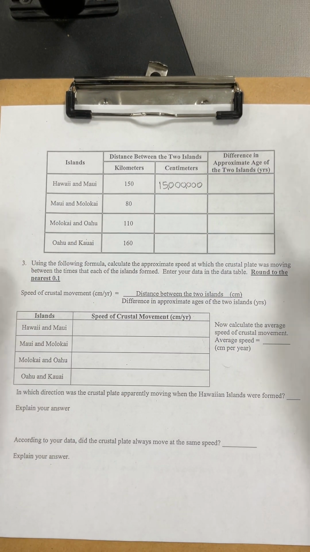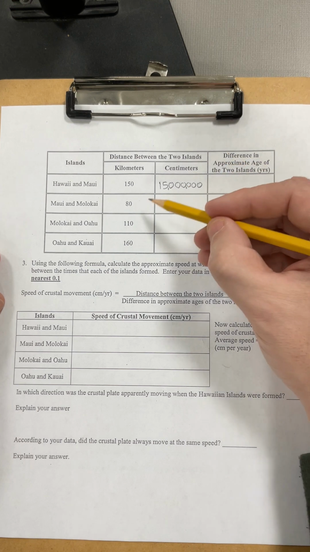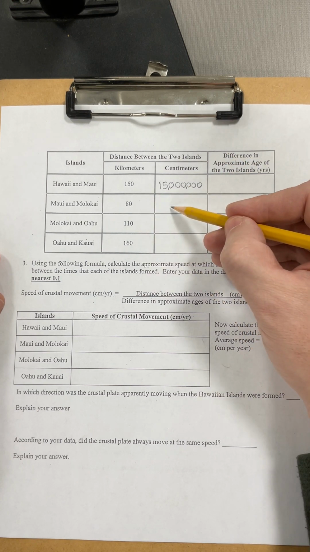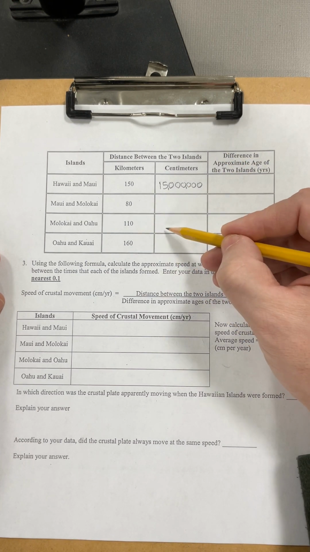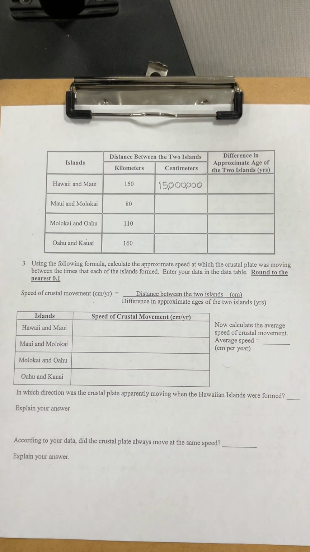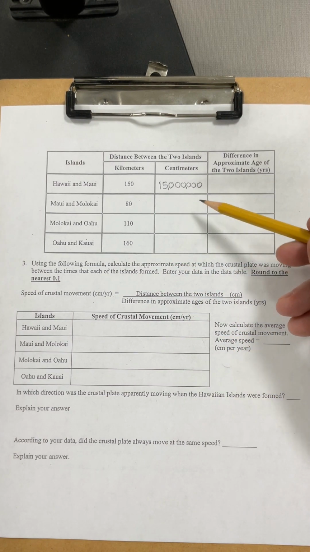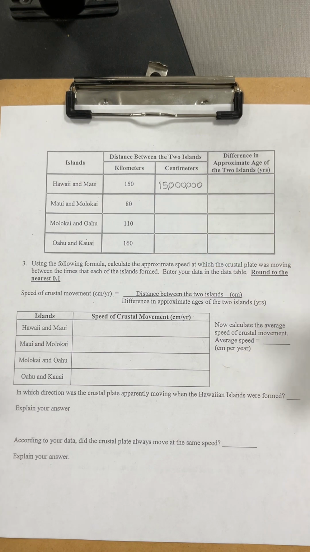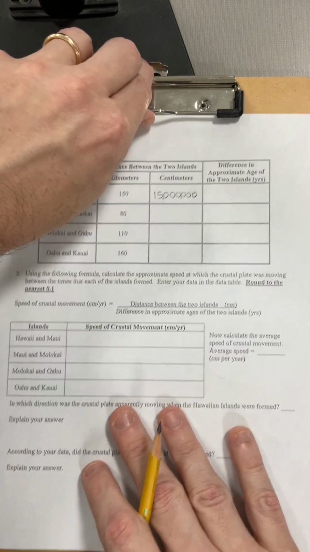So what I suggest you do, instead of doing this one right away, I suggest you take this, write down 80, add 5 zeros, write down 110, add 5 zeros, write down 160, add 5 zeros. That way, by doing it back to back to back to back, you won't forget how you did it the first time. So that's the first step.